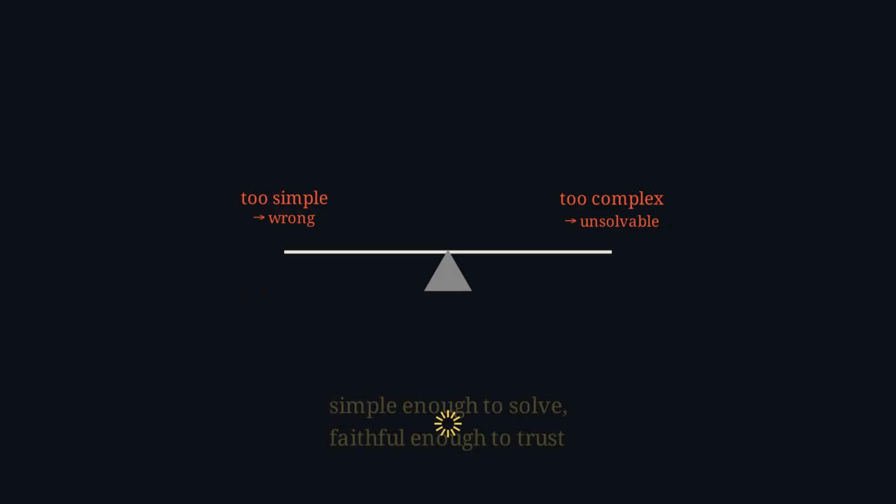Notice the tension we just lived through. Too simple, and the model loses touch with reality. That was the straight line. Too complex, and you can't solve it at all. Good modeling walks the tightrope between those two. Simple enough to solve. Faithful enough to trust.